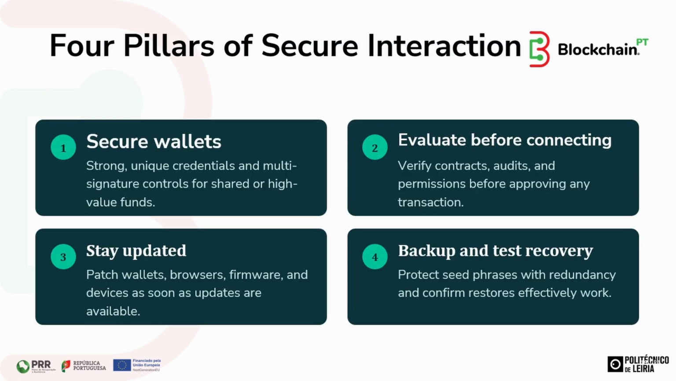The 4 pillars of secure interaction start with secure wallets, namely using strong unique credentials and multi-signature for shared or high-value funds, and evaluating every connection by verifying contracts, audits, and permissions before approving transactions. They also require staying updated by patching wallets, browsers, firmware, and devices immediately, plus backing up seed phrases with redundancy and testing restores to confirm they actually work.